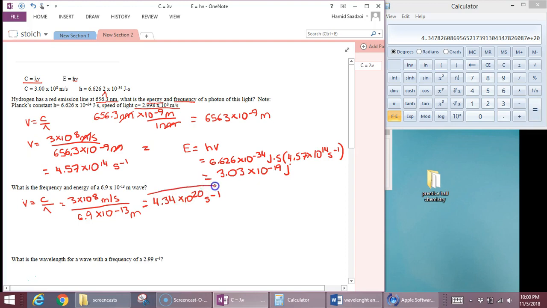So obviously pretty energetic. Alright, and now we're going to calculate our E again, because they're looking for both frequency and energy.